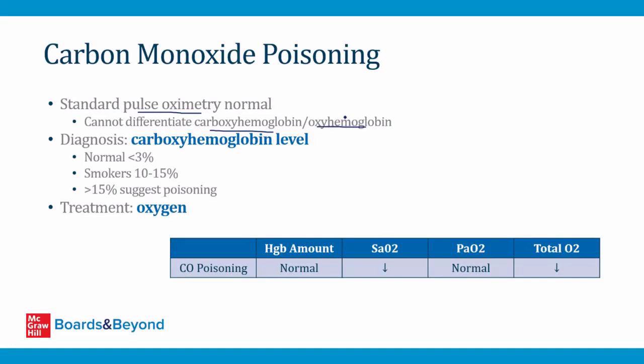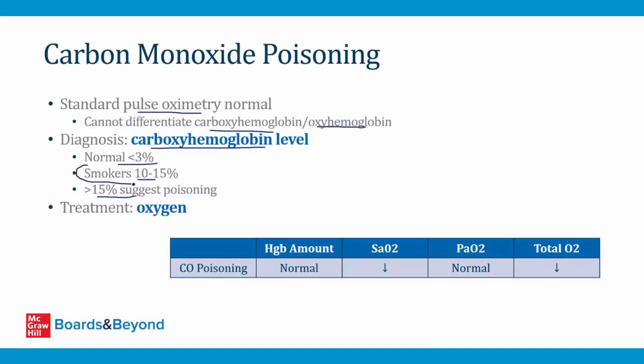So it may say the patient is 98% saturated, but it can't tell you that much of that saturation is related to carbon monoxide, not oxygen. You can make the diagnosis by measuring a carboxyhemoglobin level. Normal's under 3. Smokers can have a level of 10 to 15, and above 15 suggests poisoning.